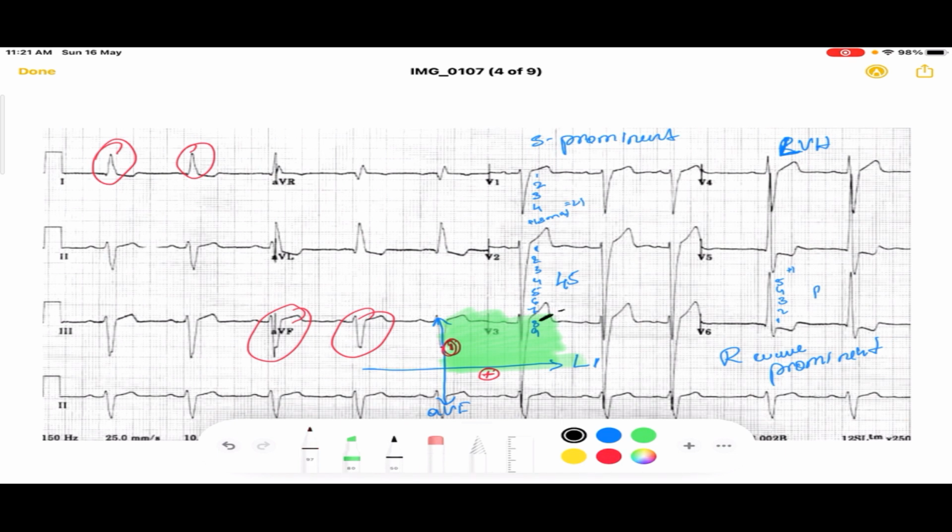As I told in the previous class, up to minus 30 is normal axis and beyond minus 30 is left axis. In such a condition, we have to see lead 2, where if lead 2 is a positive wave, then it is normal axis. Here lead 2 is a negative wave, so the current is moving away from lead 2, so it is left axis deviation. So this is an ECG of left ventricular hypertrophy with left axis deviation.